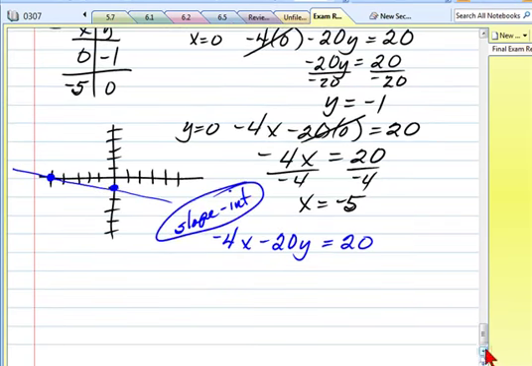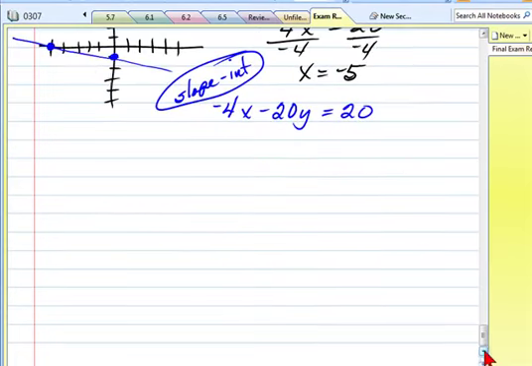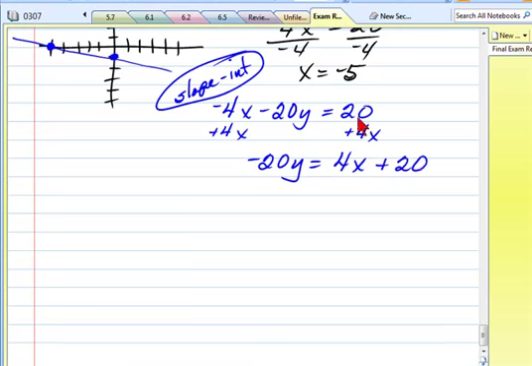If I'm going to do it in slope-intercept form, then I need y equals. So I'm going to add 4x to both sides. I have negative 20y is equal to 4x plus 20. Those were not like terms, so I couldn't combine them. Divide by the coefficient, which is negative 20.